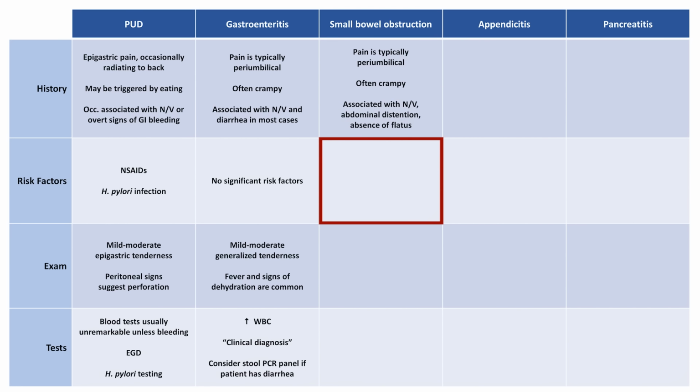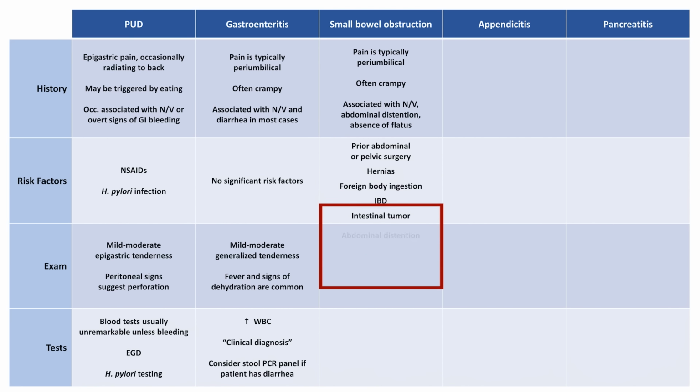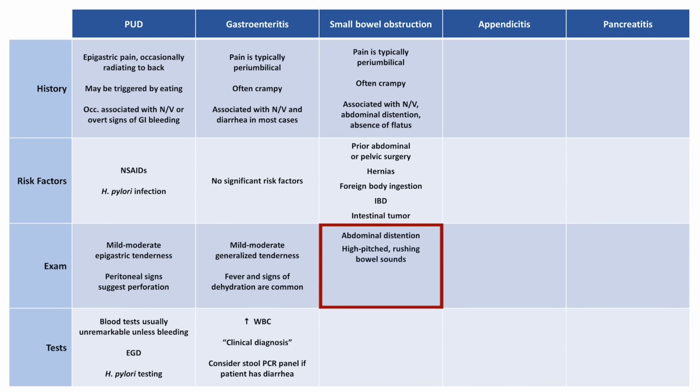Risk factors for an SBO include prior abdominal or pelvic surgery, hernias, foreign body ingestion, inflammatory bowel disease, and an intestinal tumor. The exam usually shows abdominal distension. There may be high-pitched rushing bowel sounds. There may be signs of dehydration. And peritoneal signs suggest perforation or infarction.